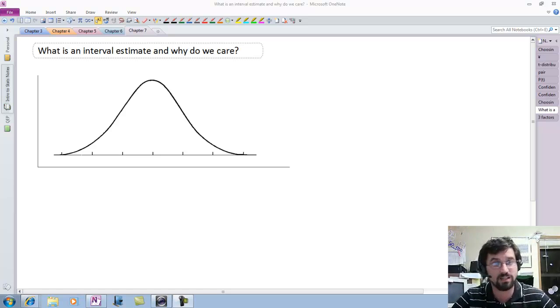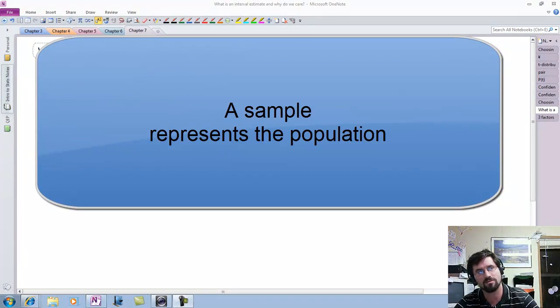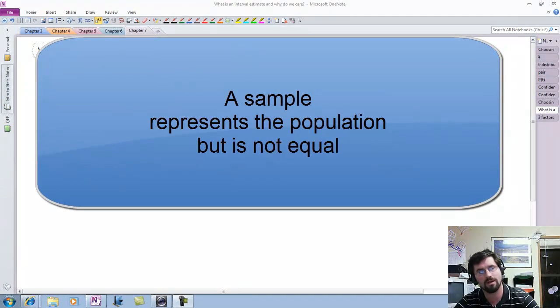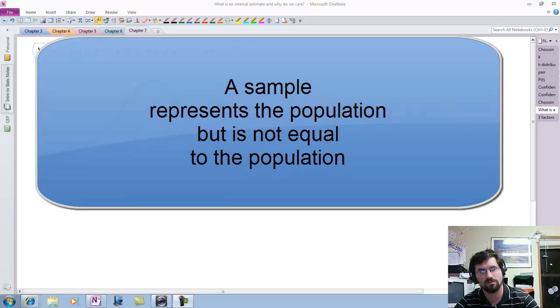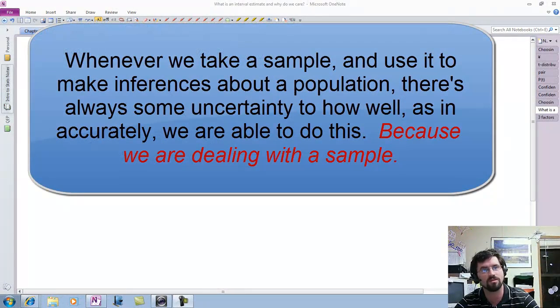So let's begin. Anytime we do an experiment and we take a sample out of a population, dependent on its size and what is known as sampling error, the sample may paint a quite accurate, approximate, or somewhat loose picture of the population from which it came. See, a sample represents the population, but is not equal to the population. So anytime we take a sample, there's always some uncertainty to it.